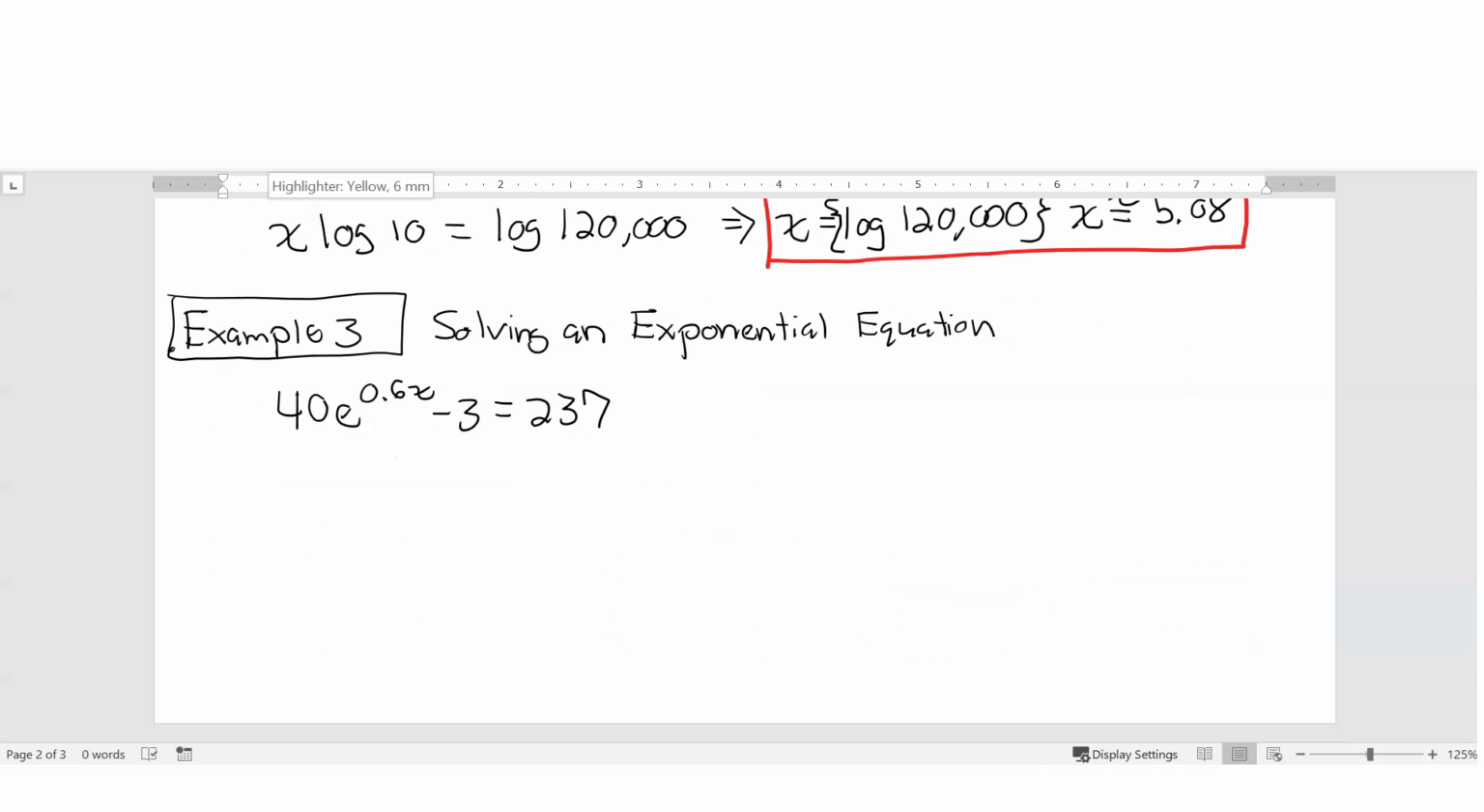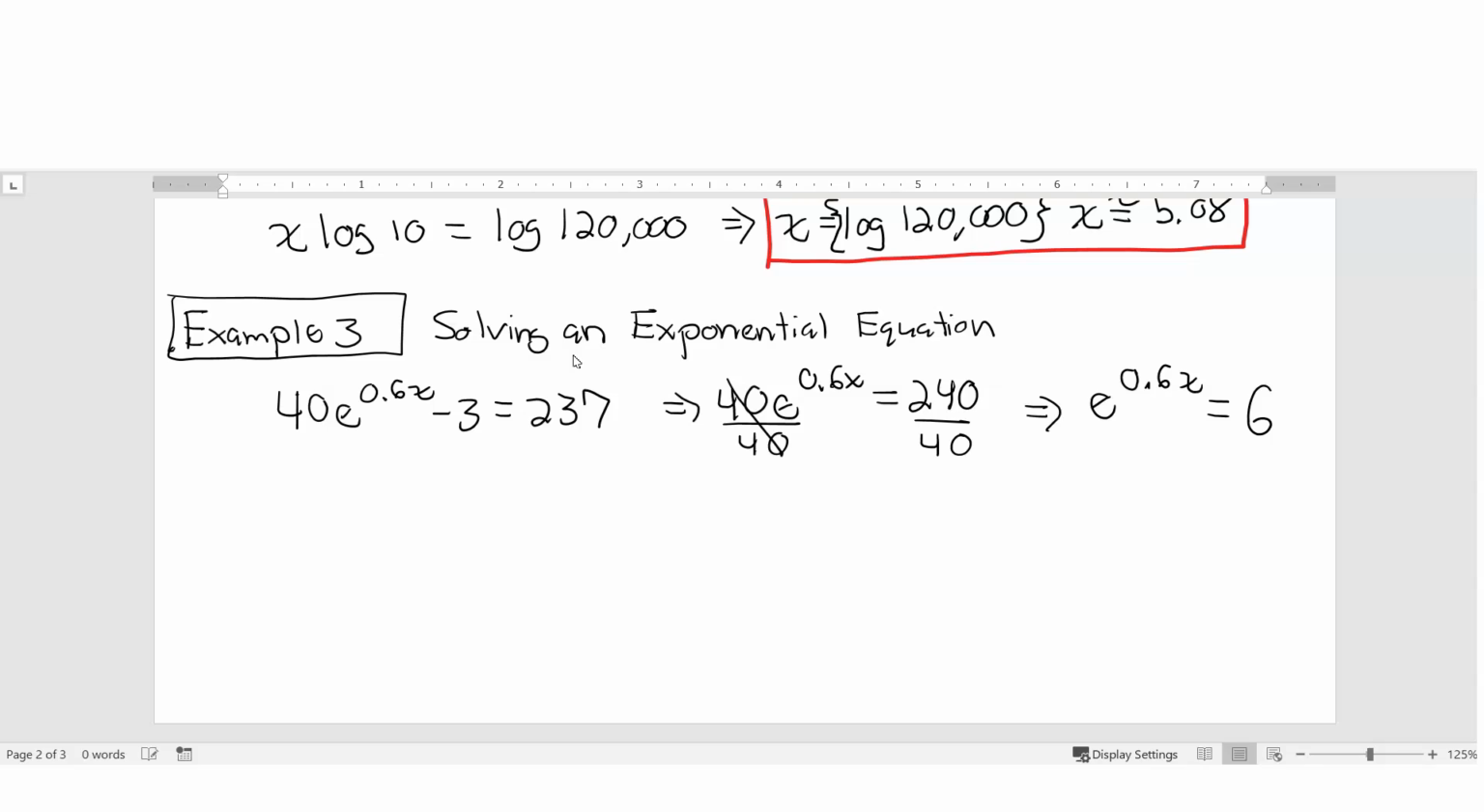In example 3 on 506, we're asked to solve an exponential equation that now will have an exponent with our natural base e. Now, much like you would in other equations, you really want to isolate this term with the variable. So what we'll do is we'll add 3 to each side first. So we'll have 40 e to the 0.6x equals 240. And then we want to divide by this coefficient of 40. And so now we have this simplified equation, e to the 0.6x equals 6.